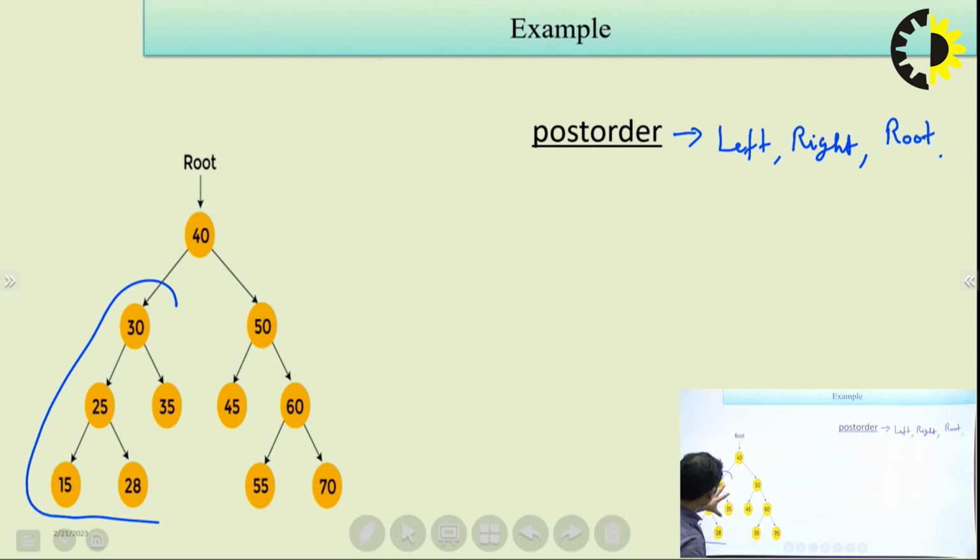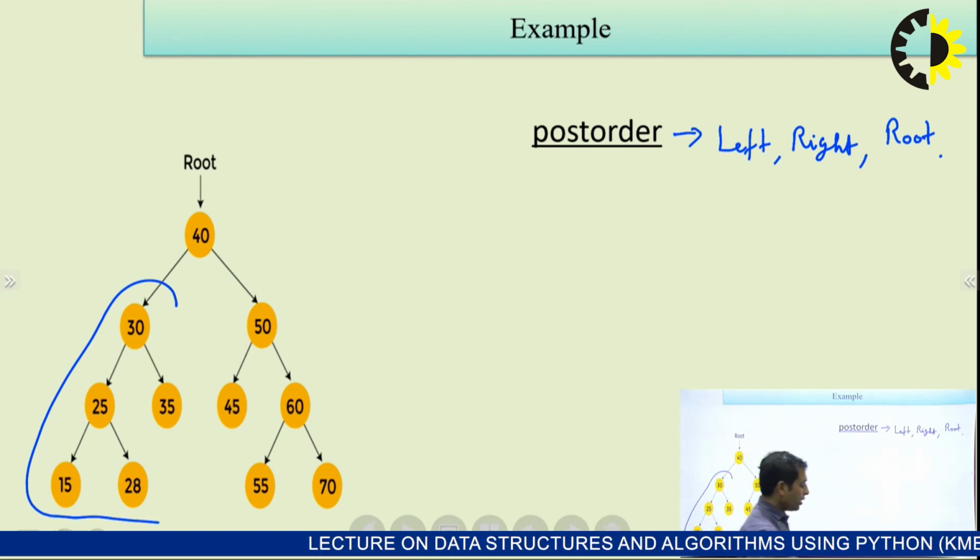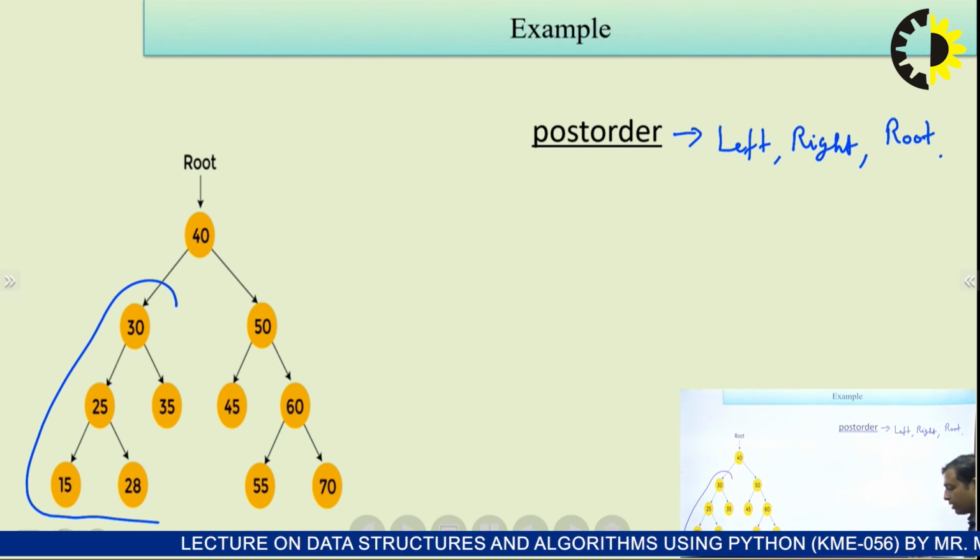We have covered the left subtree of the original tree and the right subtree of the original tree. Now visit the 40, because this is the root. The root will be visited at the last. So our sequence will be 15, 28, then 25, then 35, then 30, then 45, then 55, then 70, then 60 and 50, and at the last the 40. So this is the post order traversal sequence.